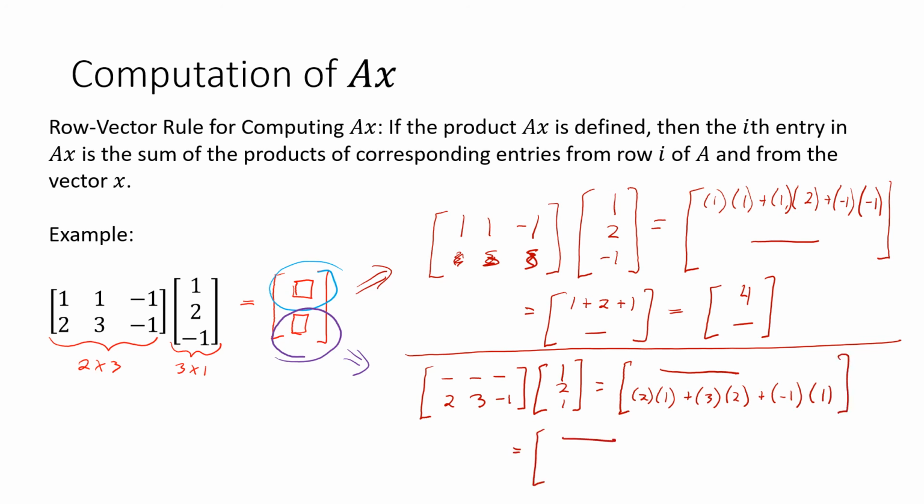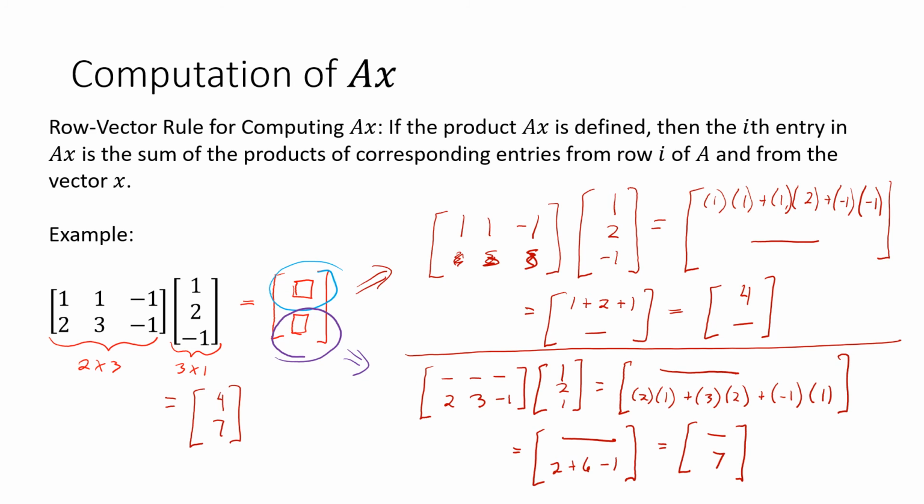So this gives us something on top. The second entry is 2 plus 6 minus 1, which gives us 8 minus 1, which is 7. So what does this mean? This means that overall, when we do the multiplication, the overall answer to this is going to be a 4 on top and a 7.